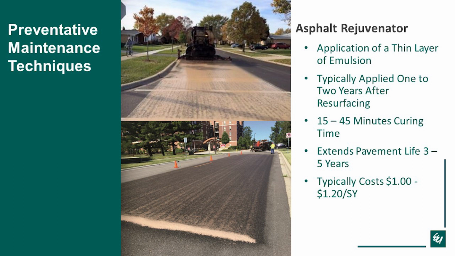It takes about 15 to 45 minutes, and when they spread it, you'll see it on the surface, and when it's gone, you'll actually see that it's gone, and then they spread the sand on there. This typically extends the life of the pavement from 3 to 5 years, and it typically costs $1 to $1.20 a square yard.